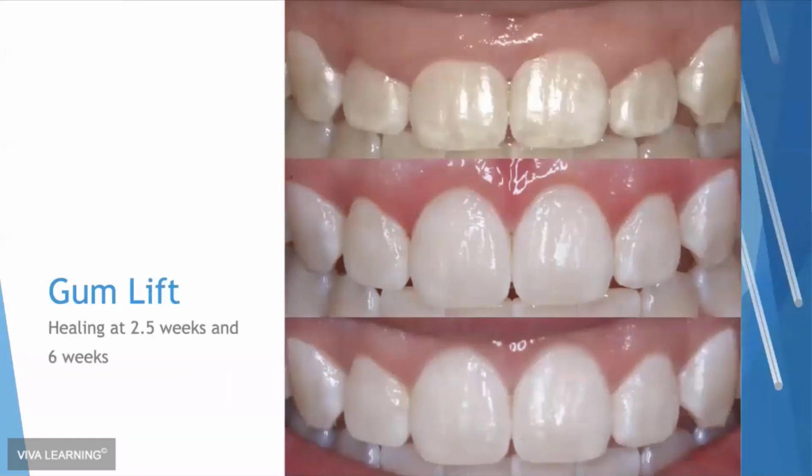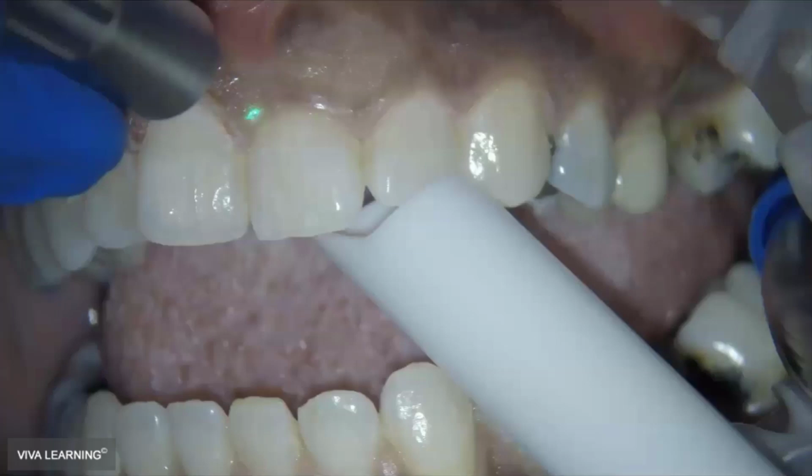You see the middle picture here is the 2.5 weeks mark, where the gums are still immature and they're healing. And then you see more of a 6 weeks look where the gums are healed now. And, you know, she still has a little bit of gingivitis. She's still working on her brushing.